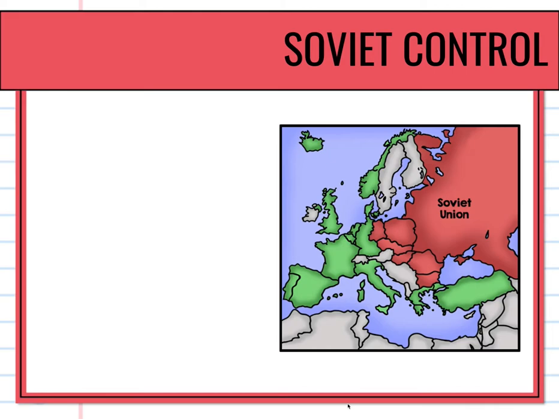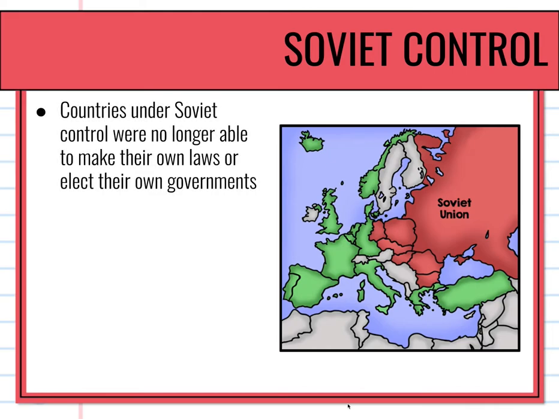So we come out of World War II and go straight into the Cold War. So basically the nations that, if you see them here in red, they were no longer able to speak for themselves or make their own laws, elect their own government officials. They were under Soviet control. Anything that you see there in green, those are nations that the United States and the Allies had helped. They were free to do what they like.